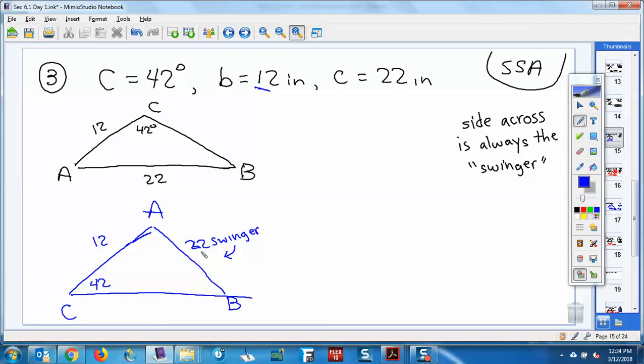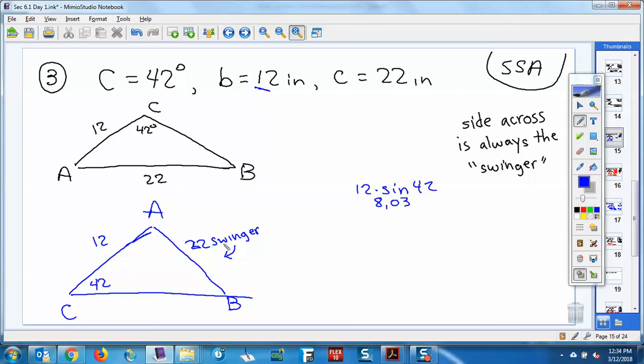So now the question is, is this too short? Well, definitely not. Look how long that 22 is compared to the 12. But we could do B sine A. Now, it's not really B sine A, it's actually B sine C. But we would do 12 times sine 42. So if you want to do this method of getting the height and thinking about what my options are, let's do it. What's 12 times sine 42?